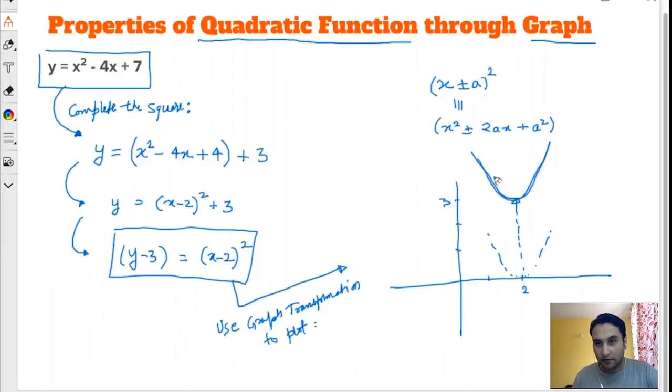This is the graph of y minus 3 is equal to x minus 2 ka whole square. And this point, can you tell me this point? The coordinate of this point will be 2, 3. We call this vertex.